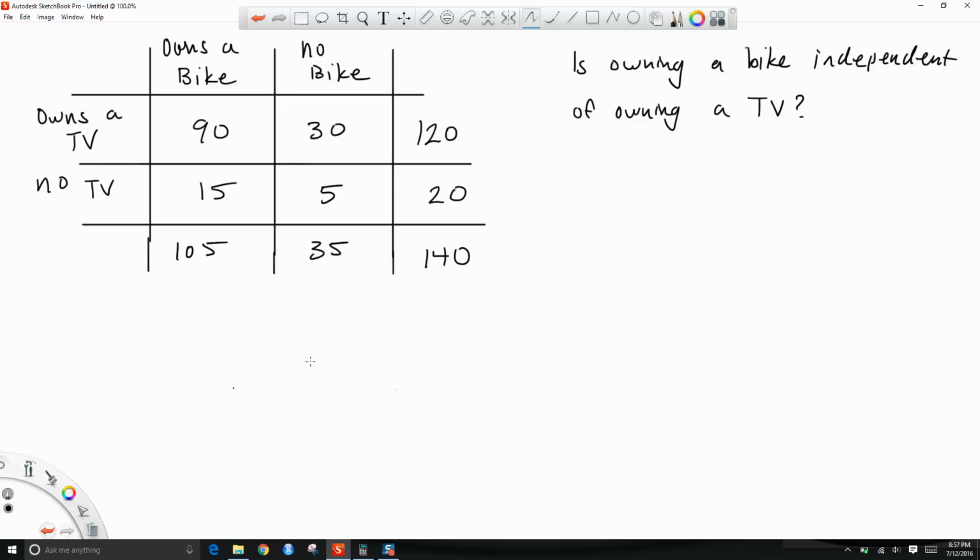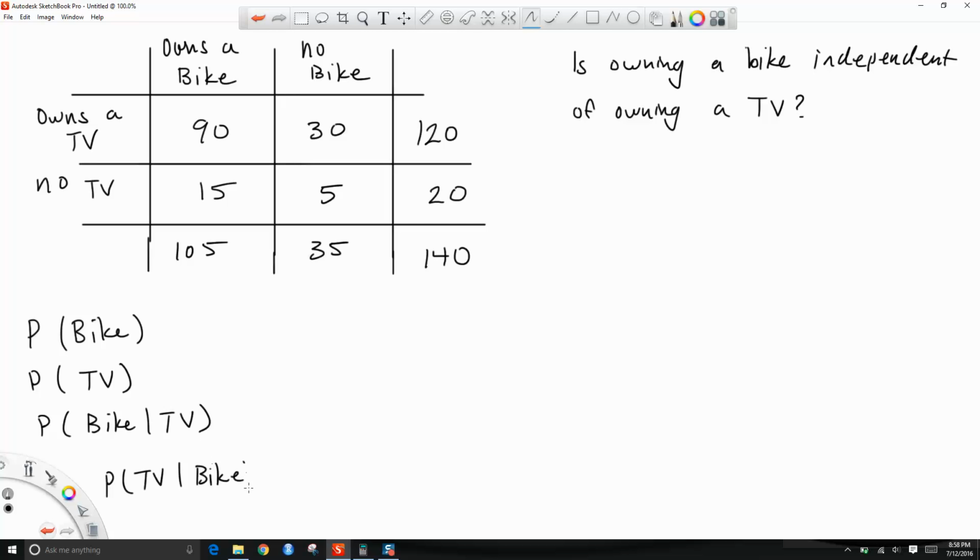This is one question, but to help you figure this out, find the probability of bike, probability of TV, probability of bike given TV, and the probability of TV given bike. Find these four quantities and then answer this question, yes or no. Looking around, a lot of you guys are doing well.